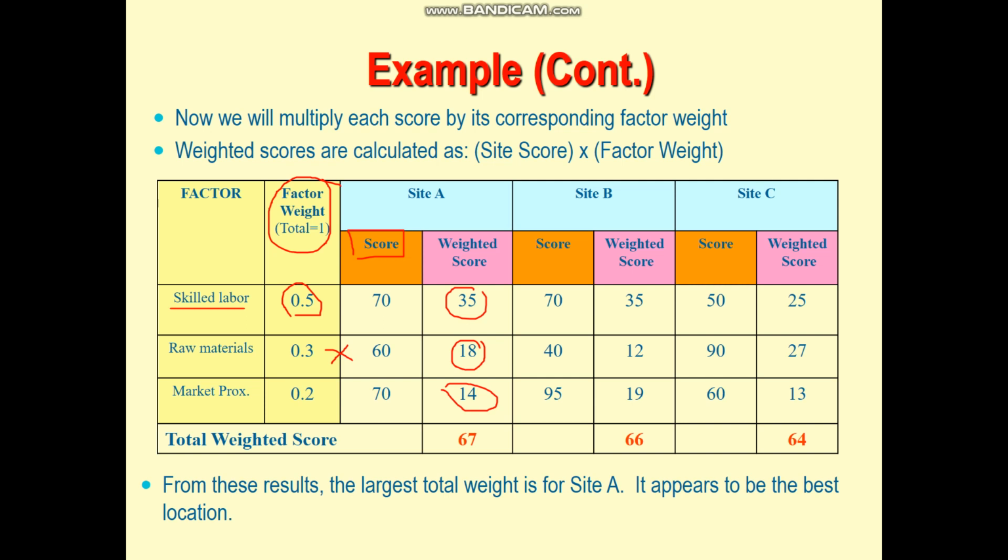Then in the next step, we calculate the total weighted score by summing each column. Then we compare which site gives us the highest score. And here we can see that site A gives us the highest weighted score. So site A is the best location for us.